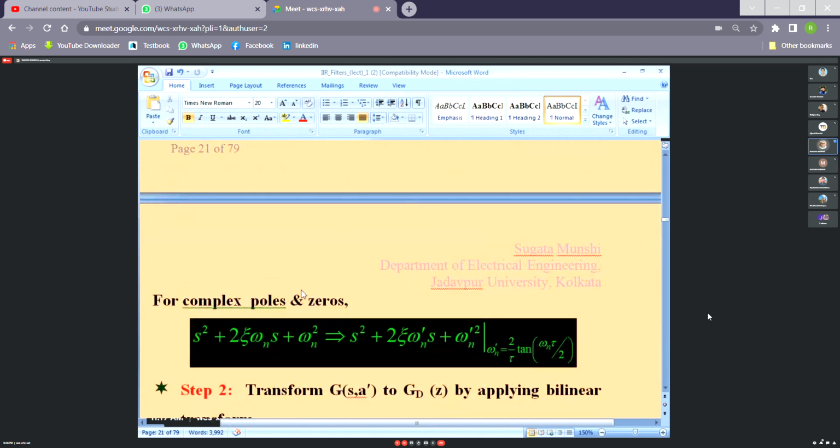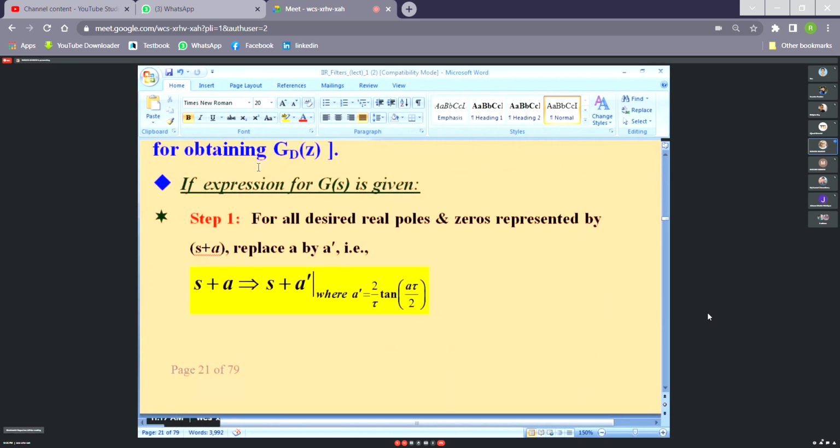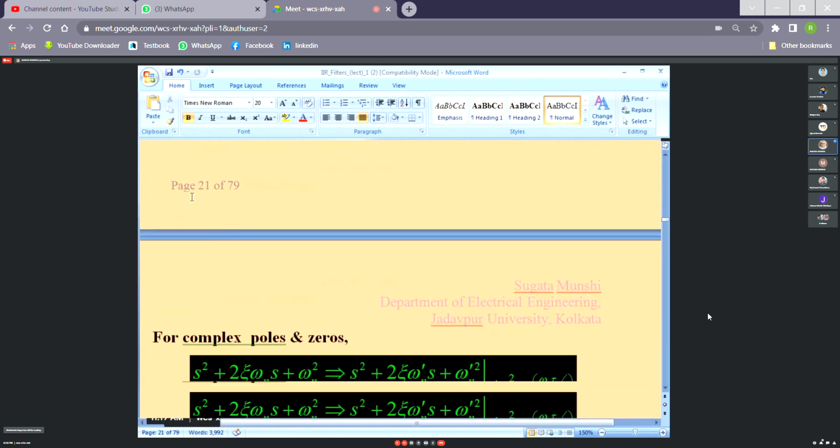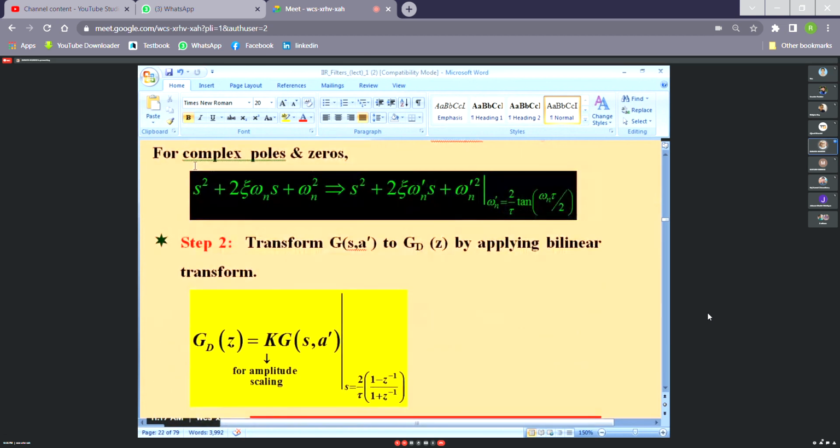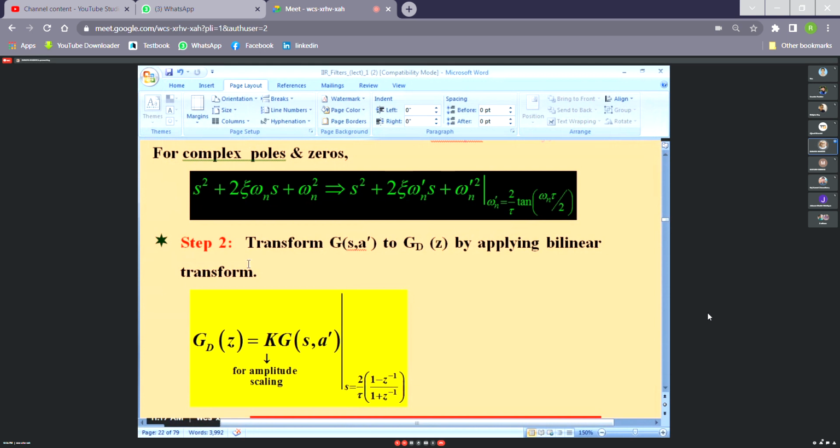For complex poles and zeros, you have to convert the second order terms of this form into the form specified here, where omega n prime is 2 by tau tan(omega n tau by 2). So from G(s), you obtain a modified transfer function G(s) prime. All right. Now you apply the bilinear transformation. G_D(z) will be G(s) prime with s replaced by that expression.